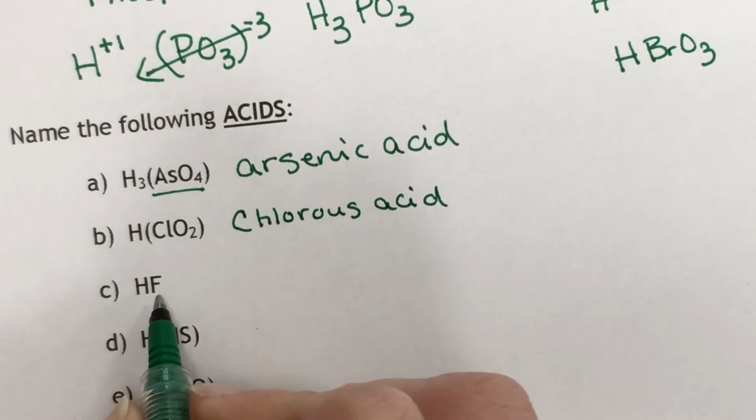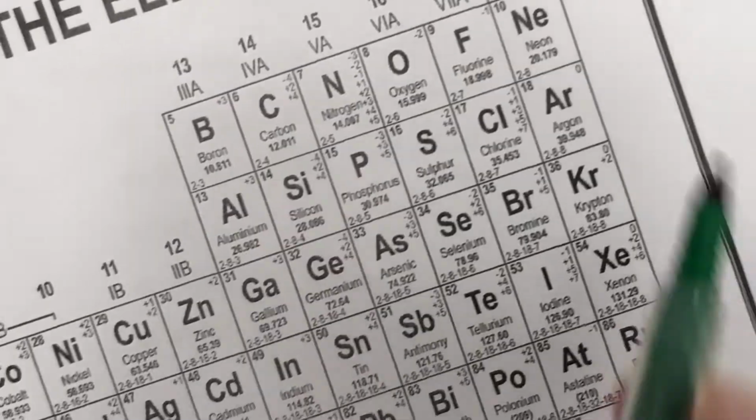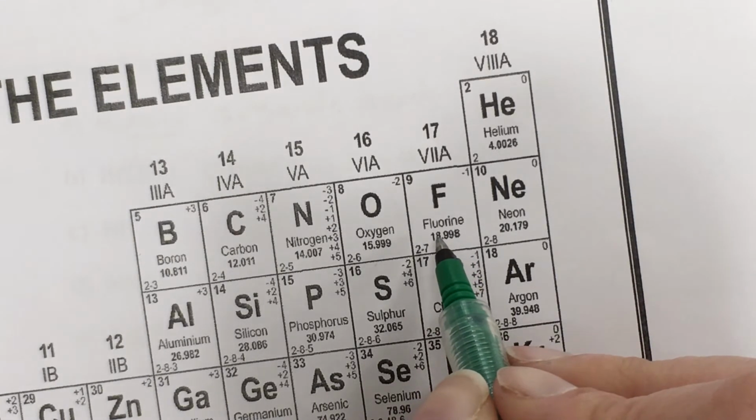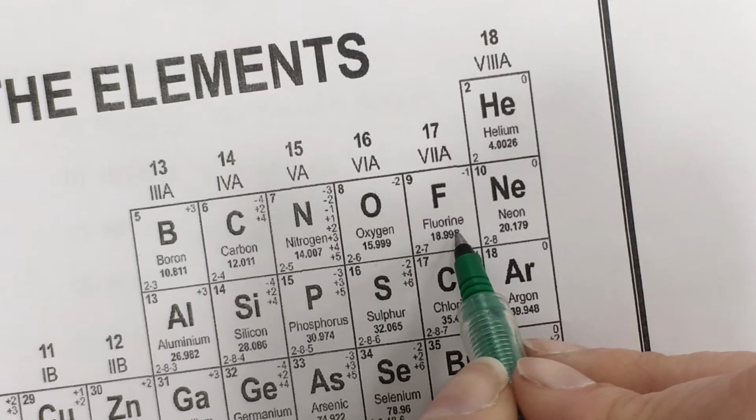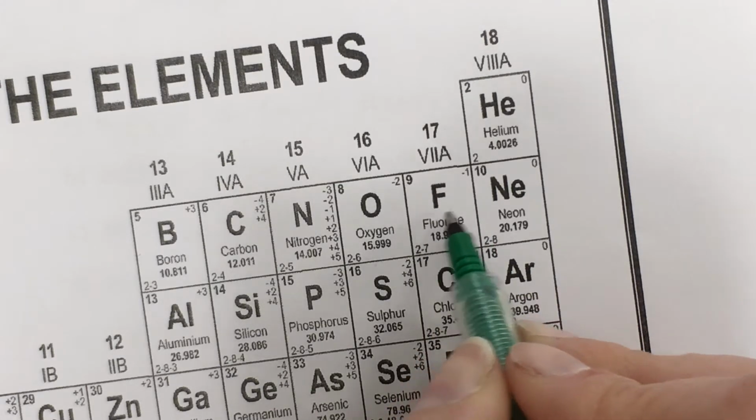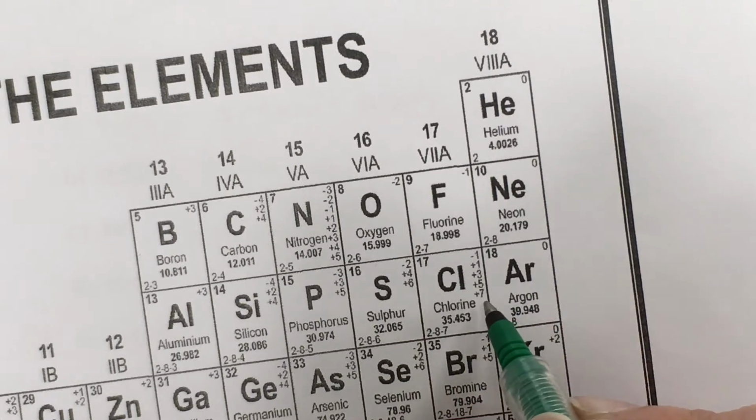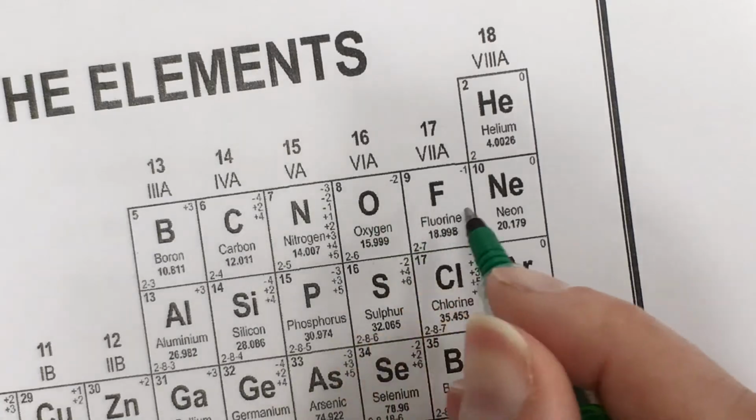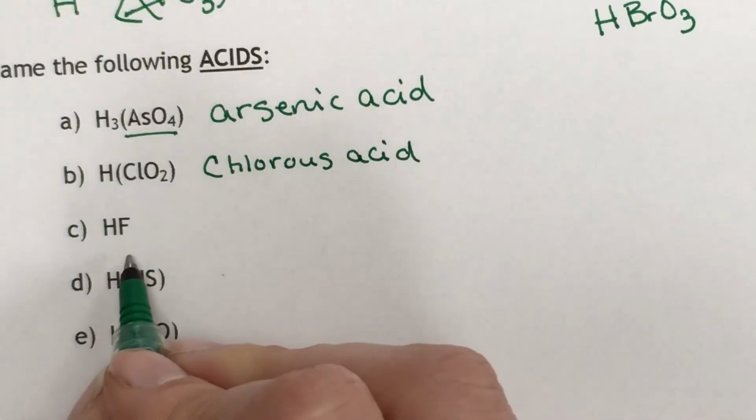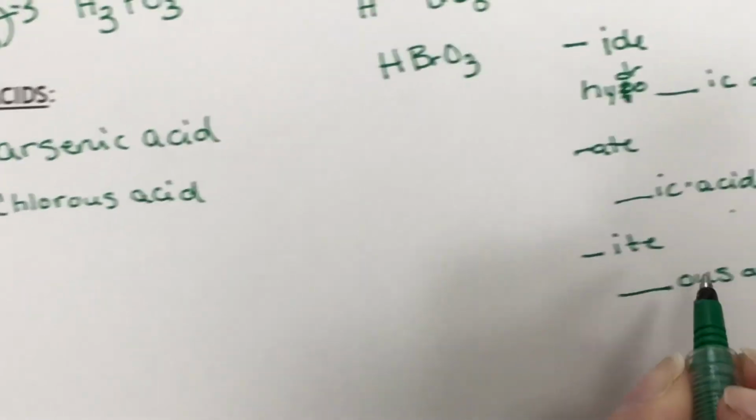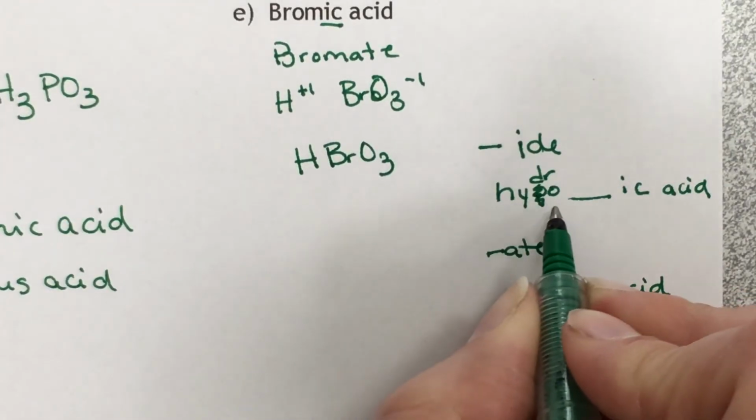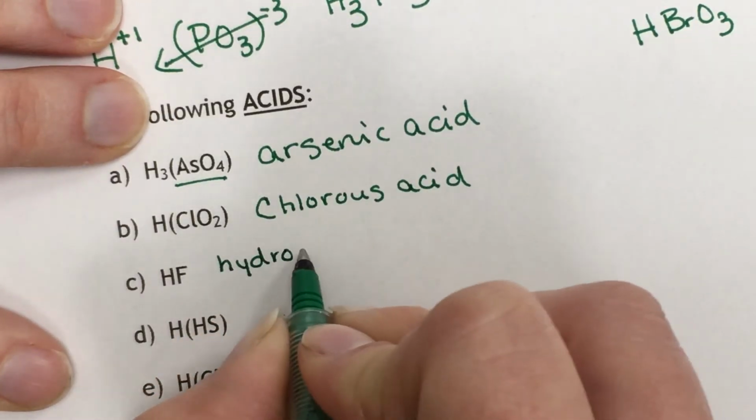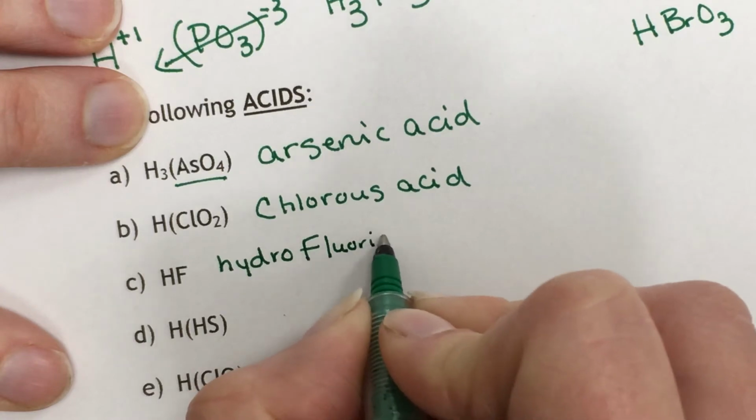We have F. That is just an element, so that's going to end in IDE. If it's an ion, which it is in an acid, it's going to end in IDE. So when you see a single element, it ends in IDE: oxide, fluoride, chloride, bromide, iodide, sulfide, phosphide. All of those ending in IDE, that's what the single elements are. So this is fluoride. It ended in IDE, so it's hydrofluoric acid.